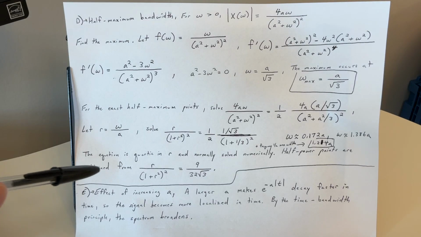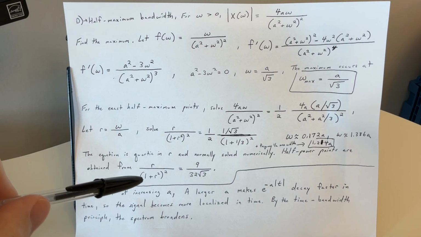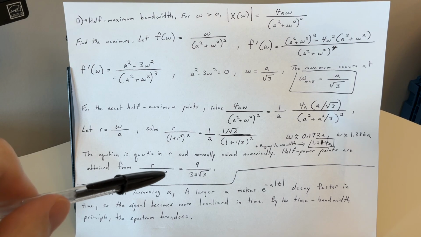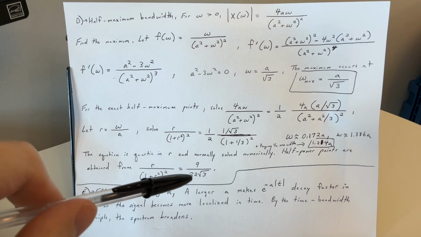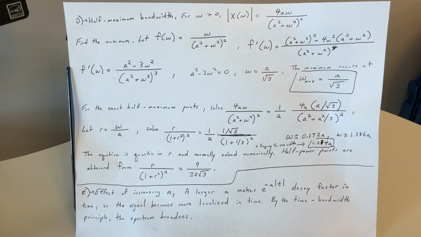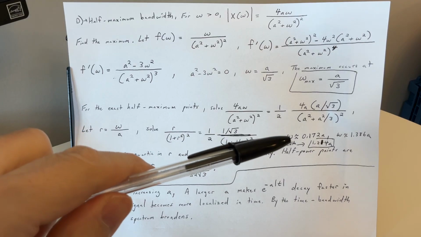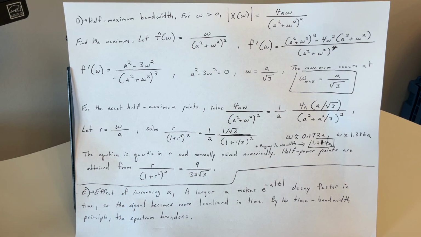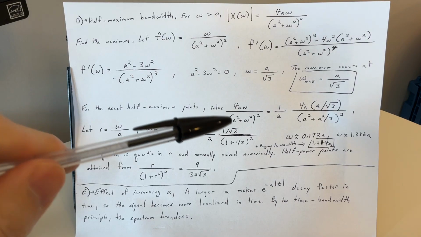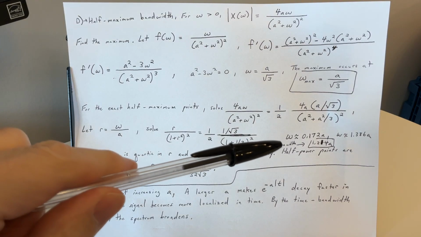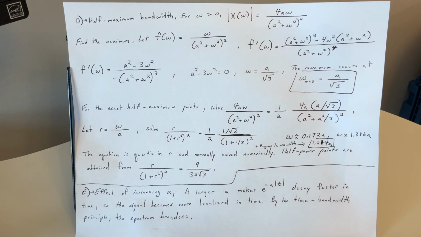Half power points are obtained from r over the quantity 1 plus r squared, squared, equals 9 over 32 times the square root of 3. So we get omega is about 0.172a, omega is about 1.386a, and the positive frequency half max width is about 1.214a. And for part E, they want us to discuss how increasing a affects the spectral width.